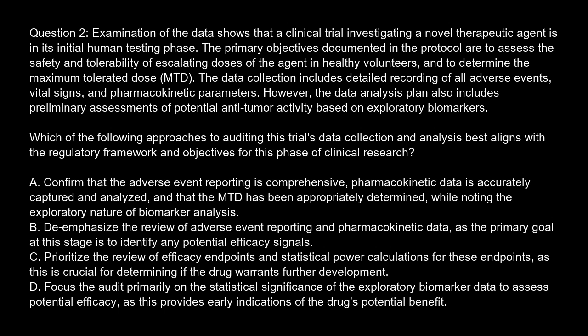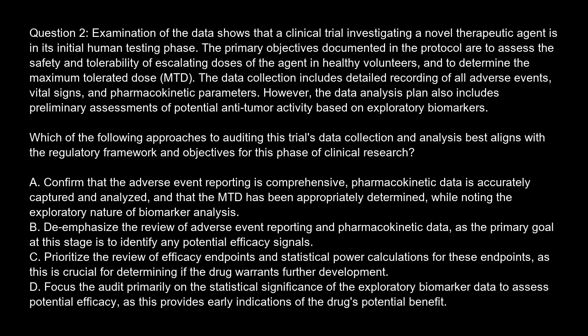However, the data analysis plan also includes preliminary assessments of potential antitumor activity based on exploratory biomarkers. Which of the following approaches to auditing this trial's data collection and analysis best aligns with the regulatory framework and objectives for this phase of clinical research?